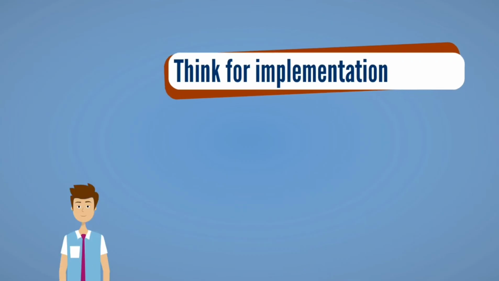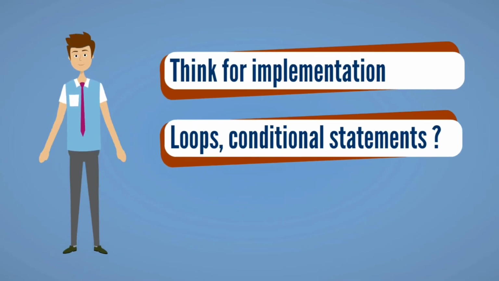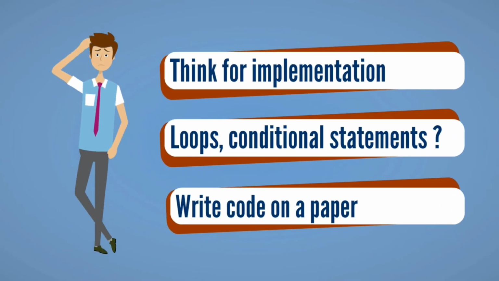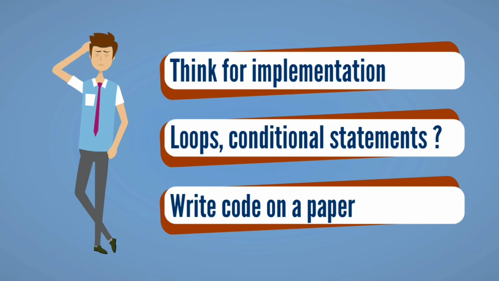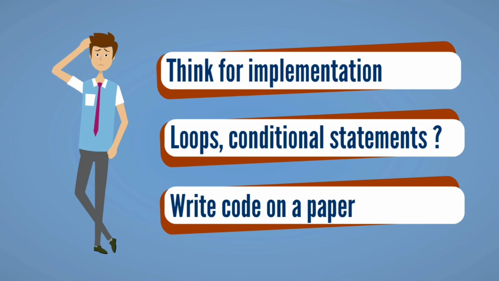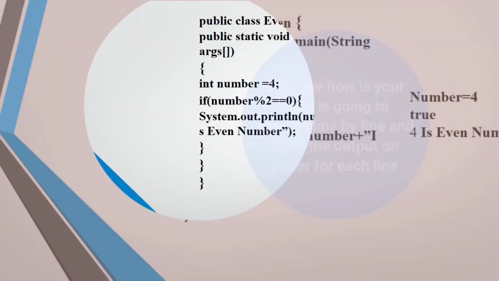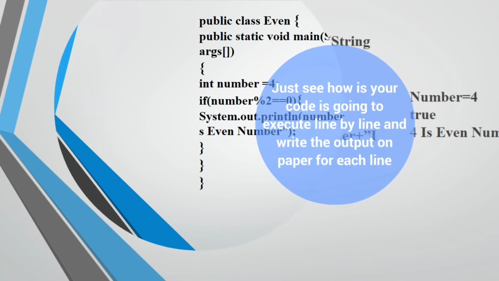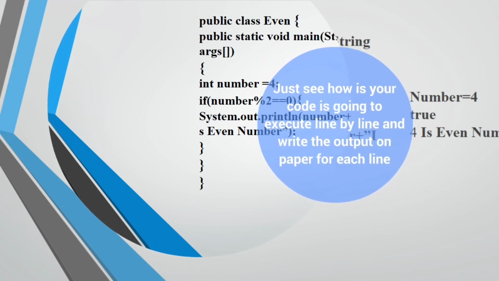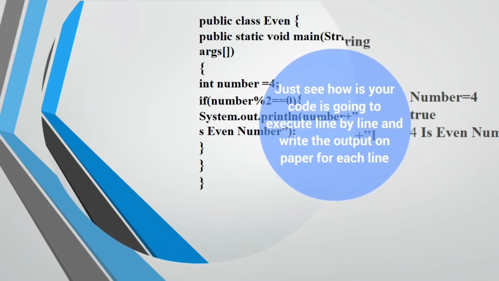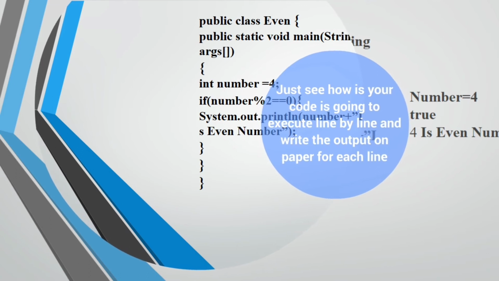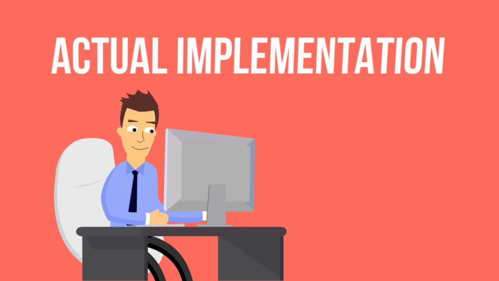Now you should think in the sense of coding, like how you can implement it in code. Does it require loops? Does it require condition statements? If yes, how? So now write the code on paper. After writing the code on paper, just run it on paper itself. It means, see how your code is going to execute line by line and write the output on paper for each line. After that you can go to the IDE or editor for actual implementation.